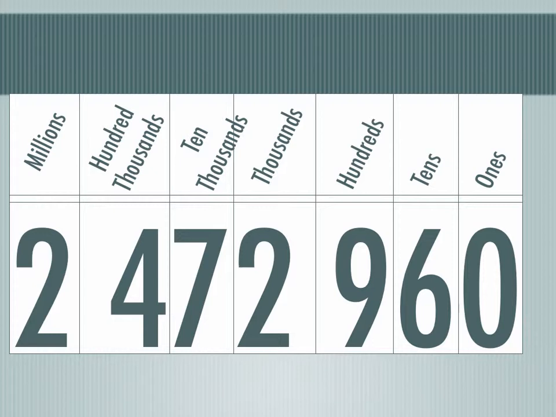Have a look at the 7. What place is that in? The 7 is in the 10,000s place. That means there are actually 70,000. What number is in the 100,000s place? That's right, 4. That means there are 400,000.